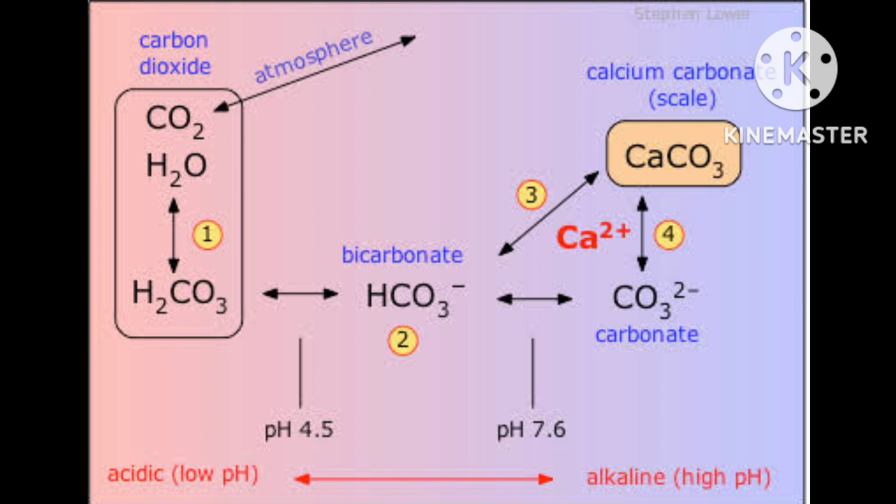Calcium bicarbonate plus calcium hydroxide reacts and gives 2CaCO3 plus 2H2O. This is the balanced equation: Ca(HCO3)2 plus Ca(OH)2 gives 2CaCO3 plus 2H2O. And if magnesium bicarbonate is there, then Mg(HCO3)2 plus 2Ca(OH)2 will give 2CaCO3, calcium carbonate, plus Mg(OH)2, magnesium hydroxide, plus 2H2O.